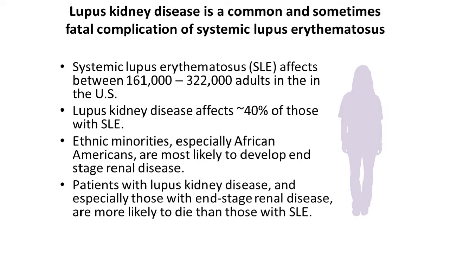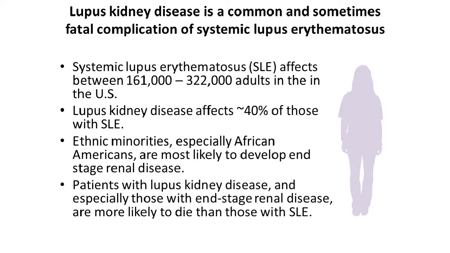So I'd like to begin by informing the audience that lupus kidney disease is a common and sometimes fatal complication of systemic lupus. Systemic lupus affects between 160 to 322,000 adults in the United States. And the kidney disease component of it affects about 40% of those patients. And those that are affected are primarily ethnic minorities in the United States, especially African Americans.